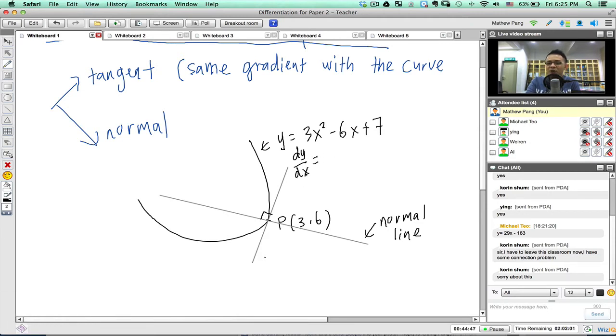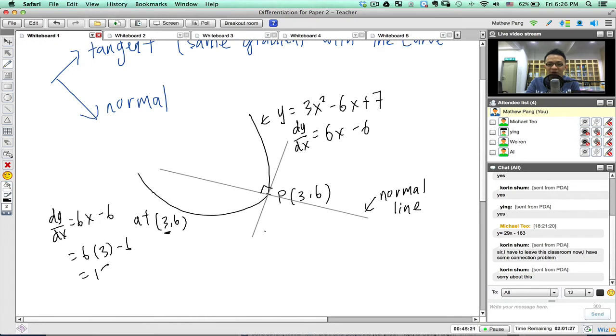When I do dy/dx, I get the gradient of the curve. This is 6x minus 6, isn't it? This is the gradient function. I want to know what my gradient is at P. dy/dx is 6x minus 6, and at P, which is (3, 6), my x equals 3. I just need to substitute my x into that, so I get 18 minus 6, which is 12.